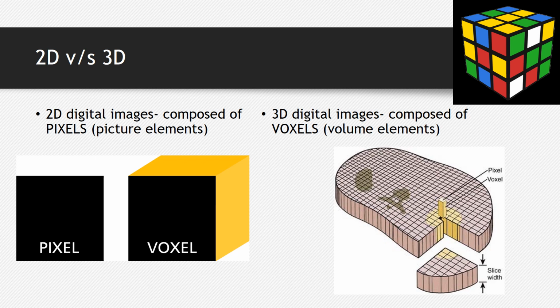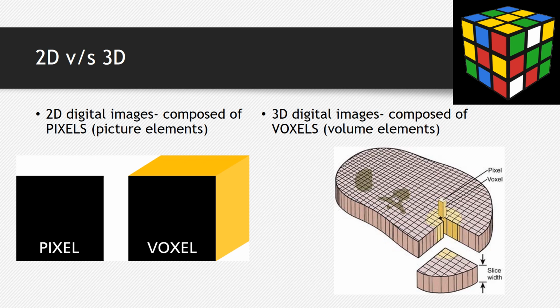Two dimension versus three dimension. Two-dimensional digital images are composed of picture elements or pixels. When you're talking about three dimensions, you have the third dimension, which is depth, otherwise the x-axis, y-axis, and z-axis, and that element is called a voxel. So a volume element is called a voxel.